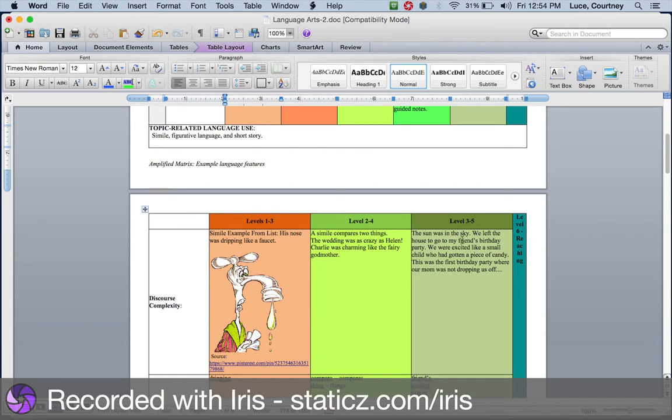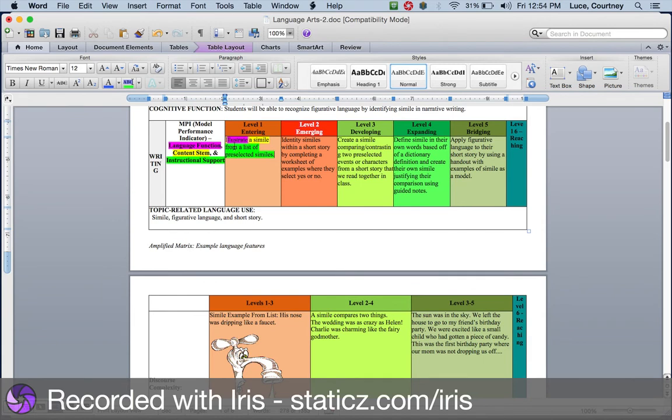Okay, so these aren't your ideas. This is what you think a student can produce. So here's an example of what a student might write given practice in this. And what I would suggest is working backwards. So what would your on grade level proficient student be able to produce? And then move backwards to, with scaffolds, what would a student be able to produce? So as you can see, his nose was dripping like a faucet is directly connected to illustrate a simile from a pre-selected list, or a list of pre-selected similes.